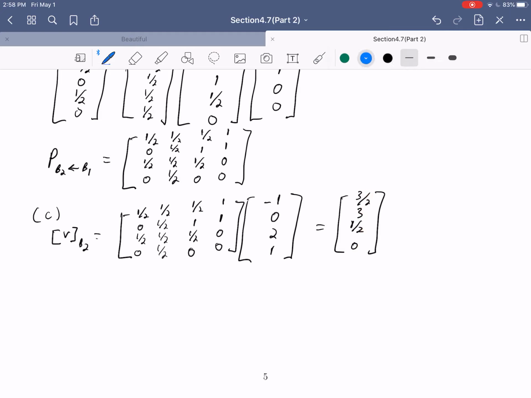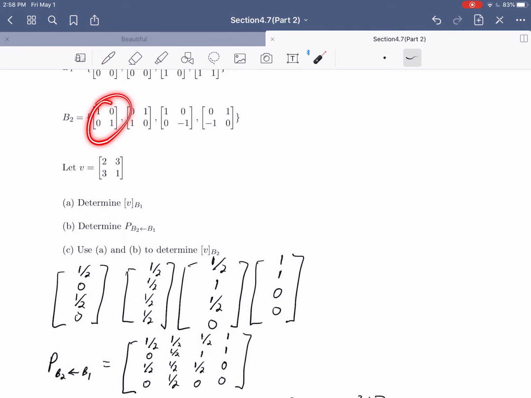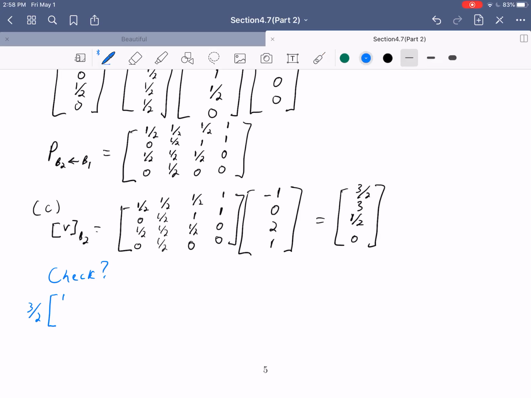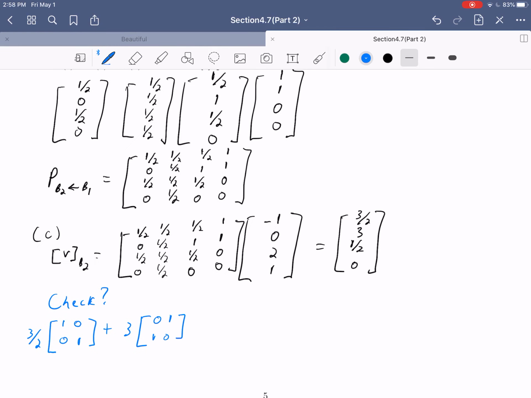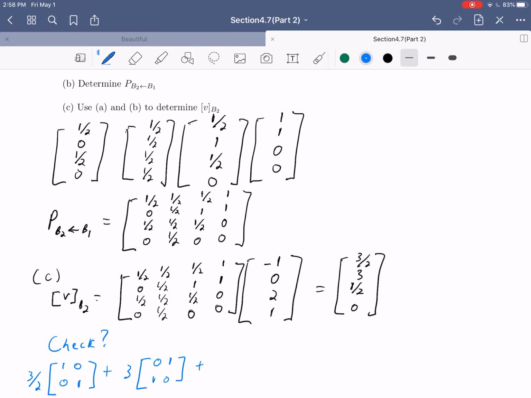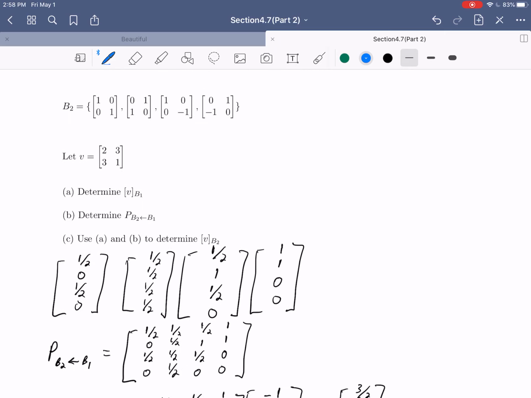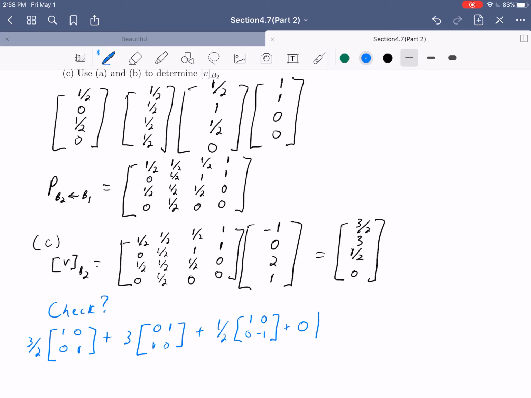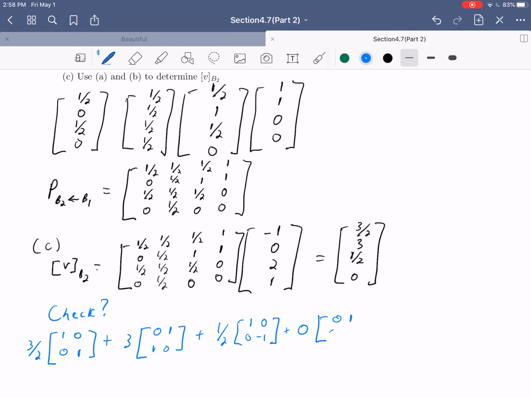Can we do a check of this? Well, sure, right? This should confirm, hopefully, that this really does work. Let's actually do 3 halves times the first thing in B2. First thing in B2 is that 1, 0, 0, 1. So 1, 0, 0, 1 plus 3 times the second thing, which is that 0, 1, 1, 0, plus 1 half times it looks like 1, 0, 0, minus 1. And then finally nothing times the last guy, which is that 0, 1, negative 1, 0.